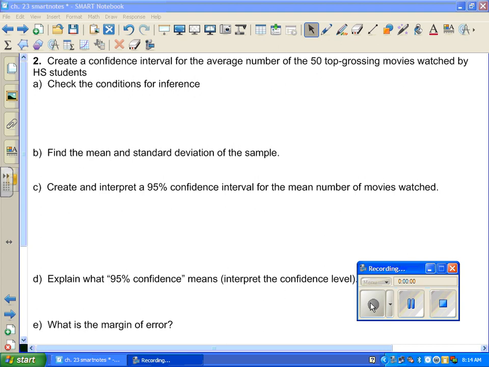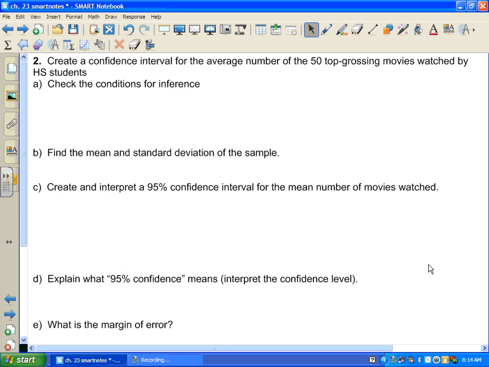It tells you what to do. It says to check the conditions for inference first. So remember, the first two conditions are the same as they are for proportions. So what's the first condition? Random. Yes. A random sample.